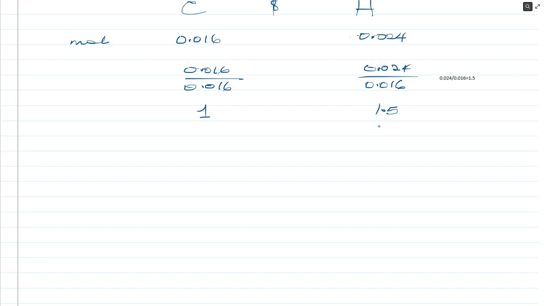If you multiply 1.5 by 2, it will give us 3, which is a whole number. The same thing we are going to do to this one as well. 1 times 2 is going to be 2. So 2:3 is the same thing as 1:1.5. So the empirical formula now, as whole numbers, the empirical formula of the compound is C2H3.